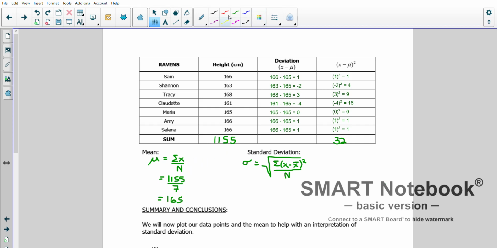But what happens when we go to calculate standard deviation? I did the exact same thing. I took each height, subtracted the mean, and got the deviations. Then I squared these values, so they all became positive. And then I added them up. And then just like the last question, this value goes into here.